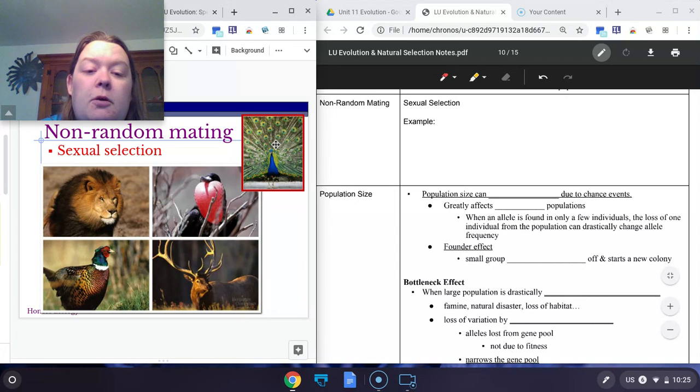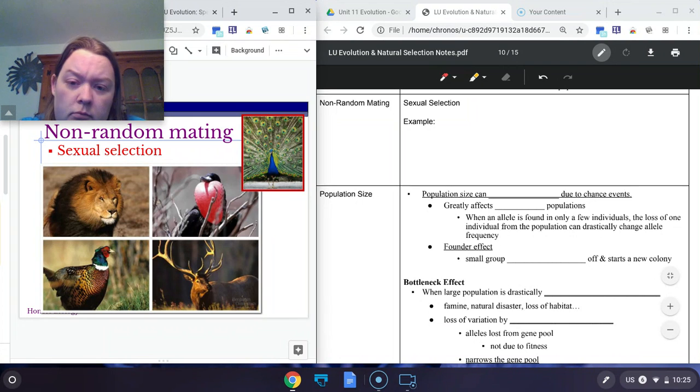Here, the male peacock has a beautiful array of tail feathers to attract a mate. Some male birds, like this one, have a very beautiful, radiant, deep red chest to attract females. In deer populations, males have big antlers so they can fight for a mate.